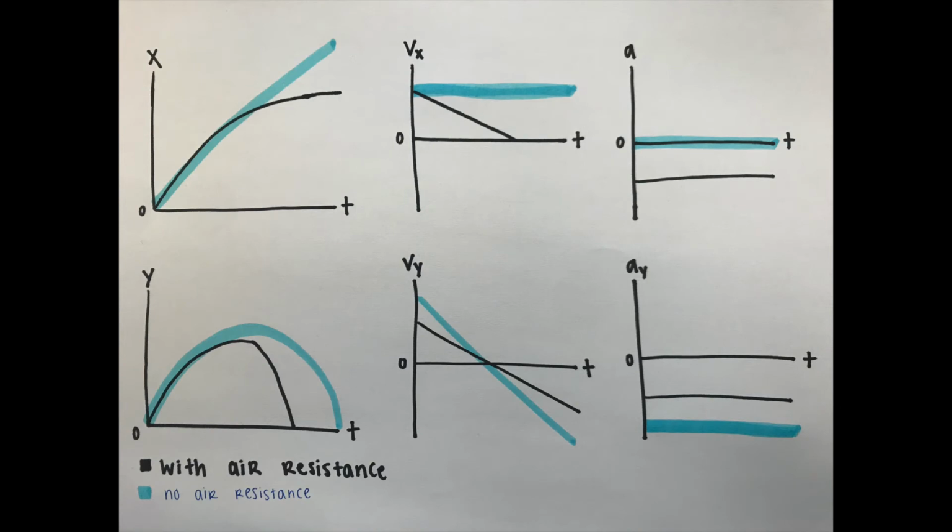Compared to a projectile motion model with no air resistance, the motion in the y direction is less steep, as drag pushes the ball in the opposite direction, causing it to slow down.